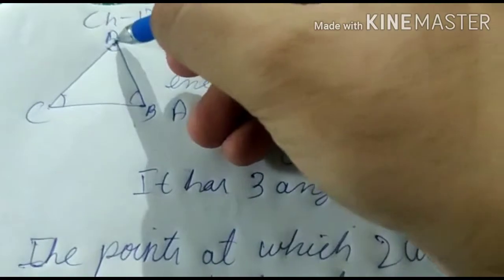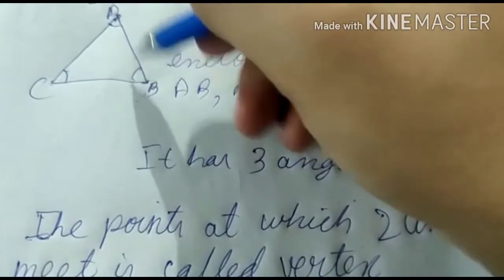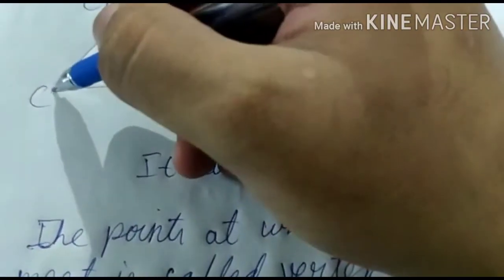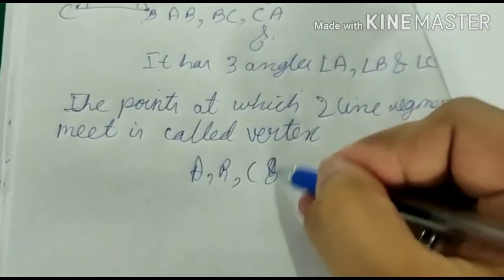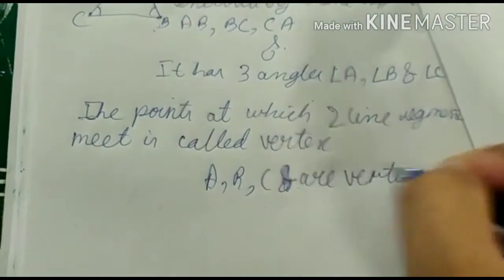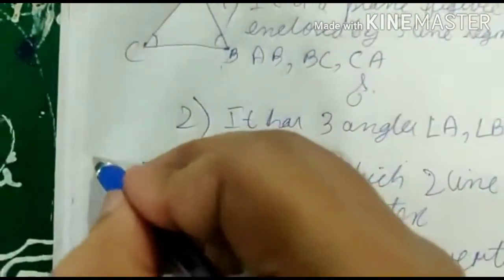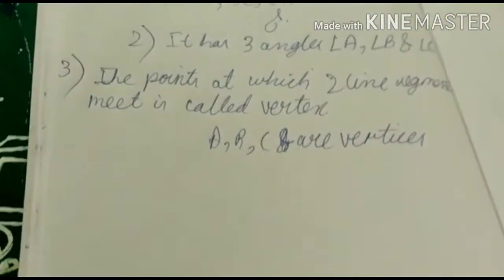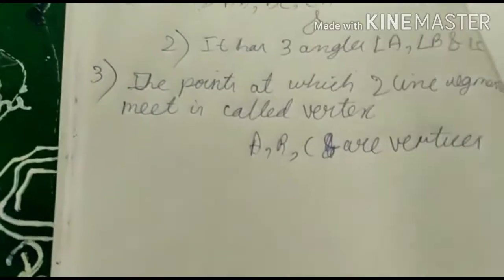Here AB and AC meet at point A, so A is a vertex. AB and BC meet at point B, so B is the vertex. AC and BC meet at point C, so C is the vertex. So A, B, C are vertices. This was our first point, this is our second point, and this is our third point. This was a small introduction about the triangle.